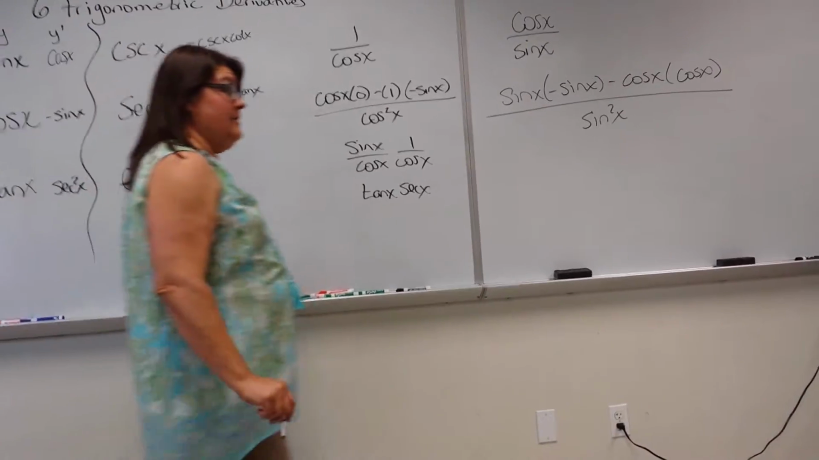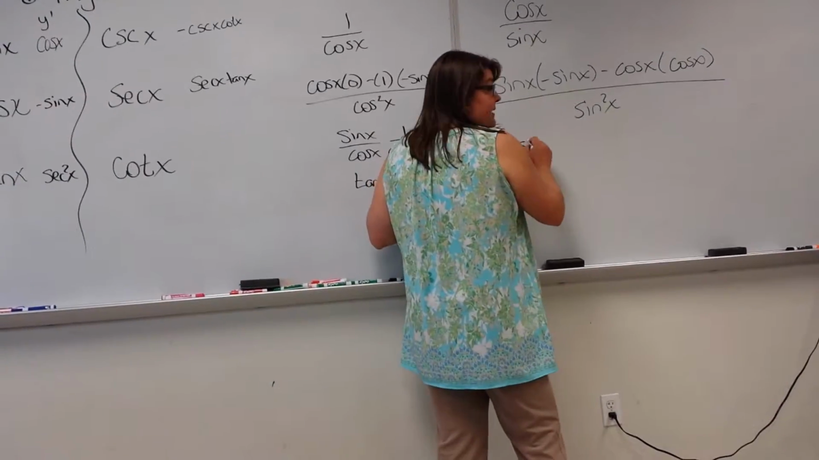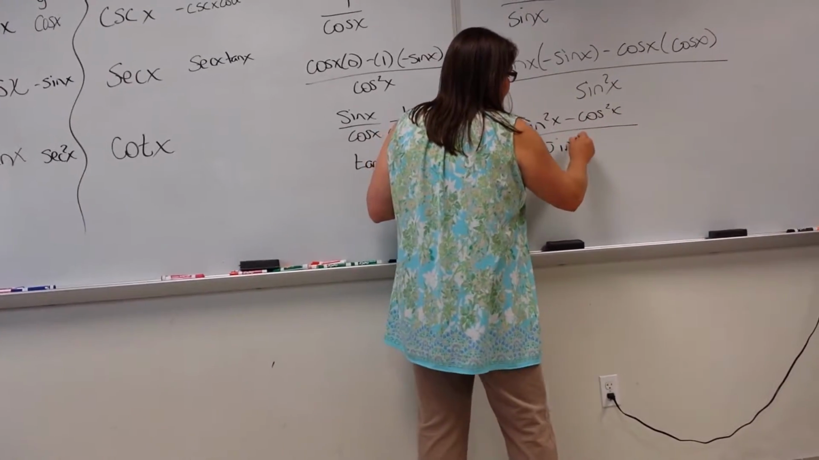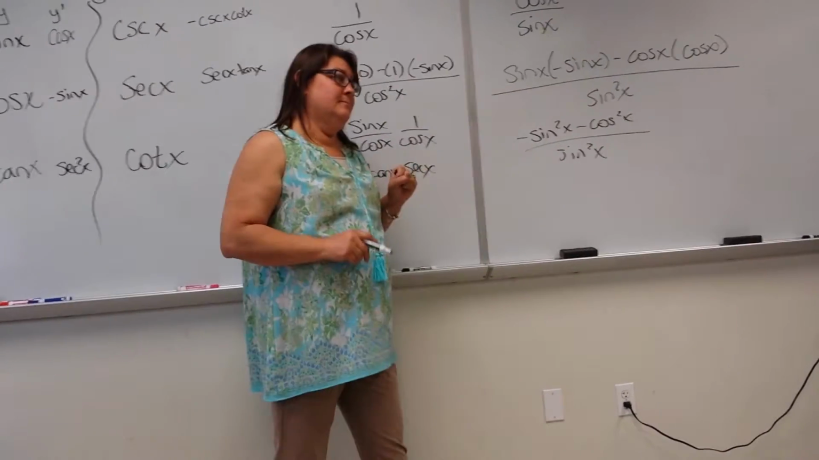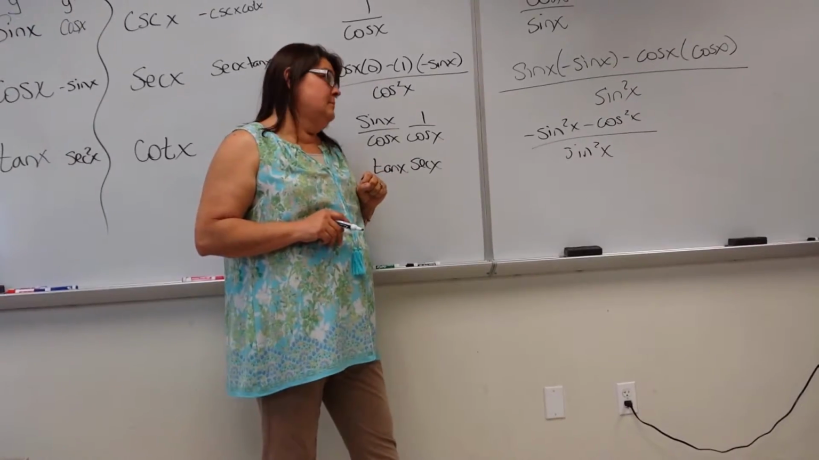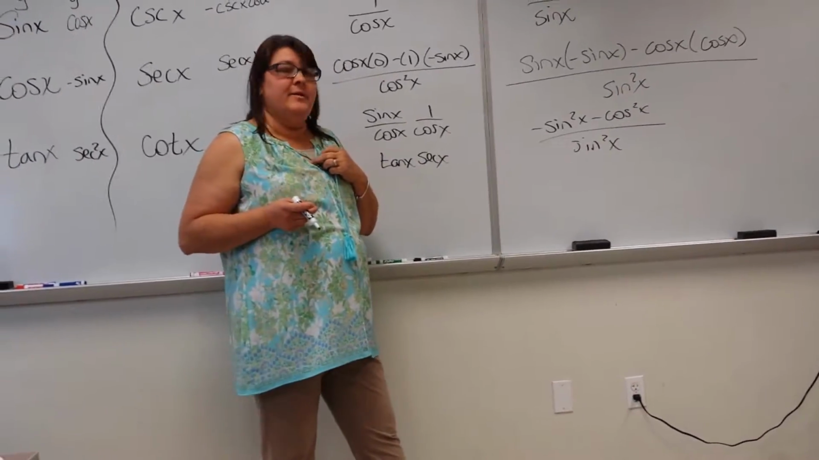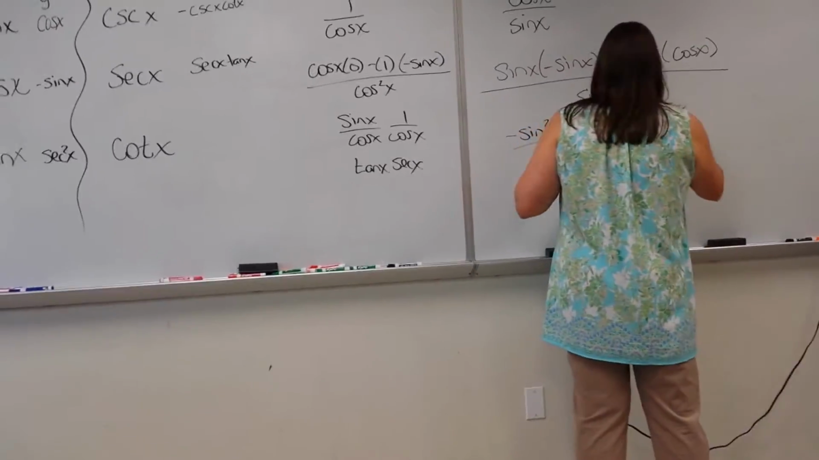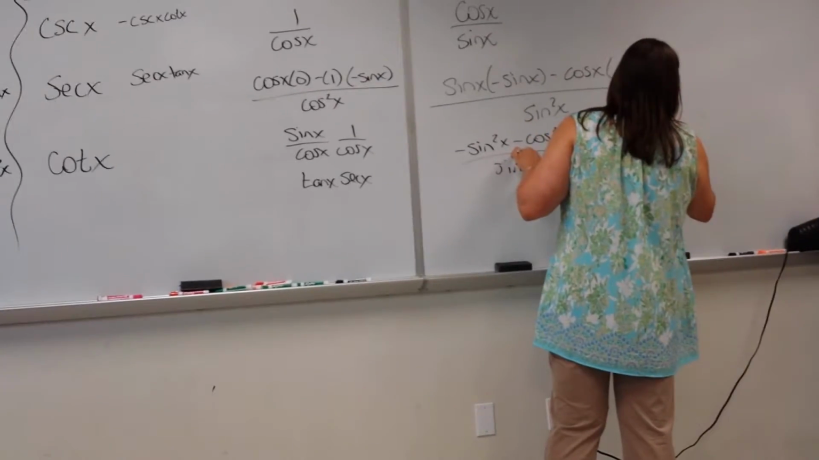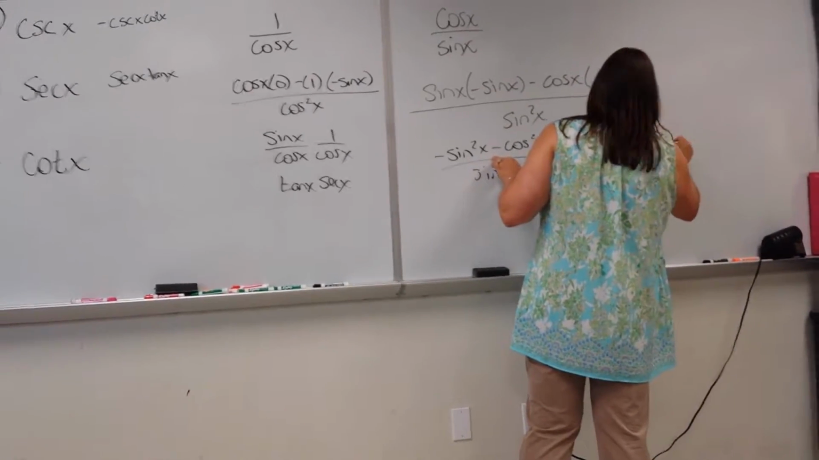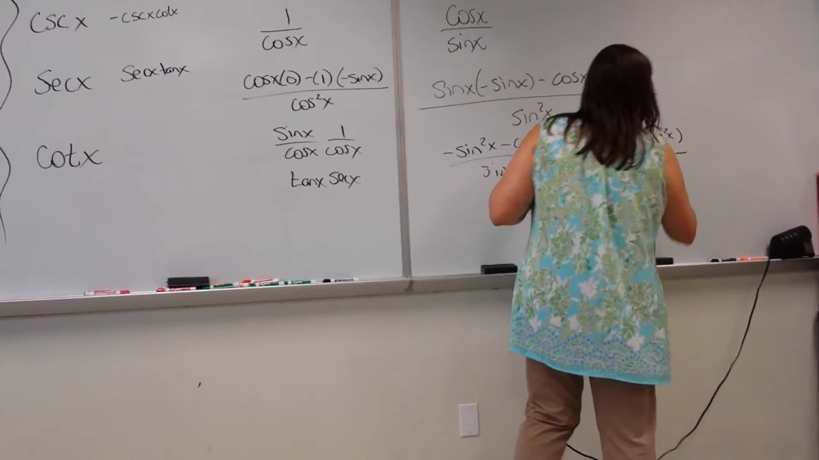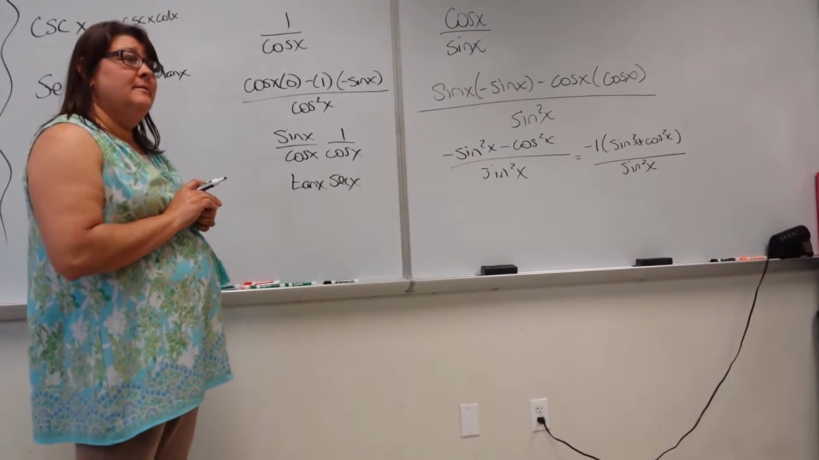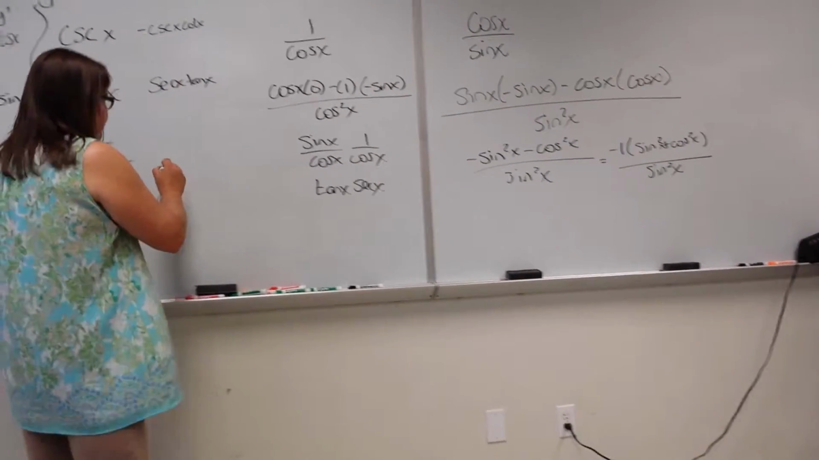So now we have negative sine squared minus cosine squared, right? You can get rid of the negatives. Can you factor out the negative? What are you left with? Negative 1 times sine squared plus cosine squared, which is 1. Make sense? So it's negative 1 over sine squared, negative cosecant squared.